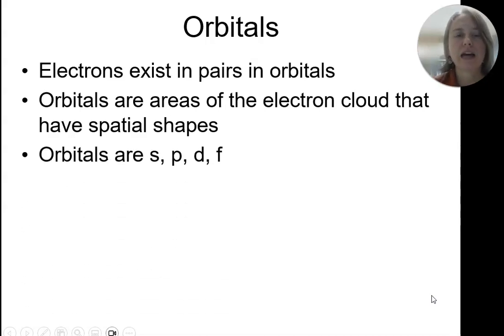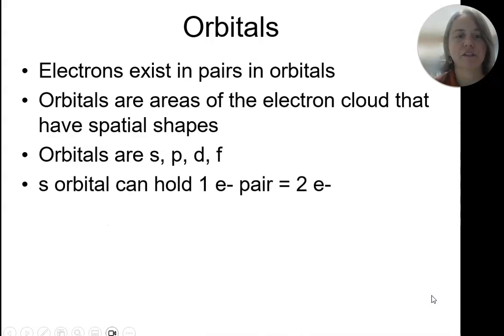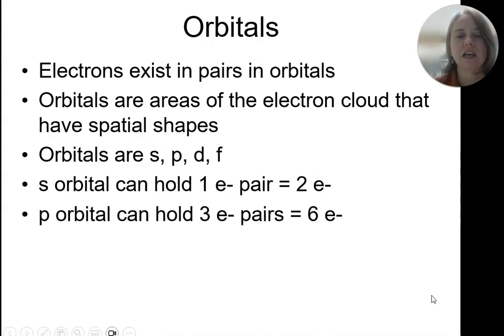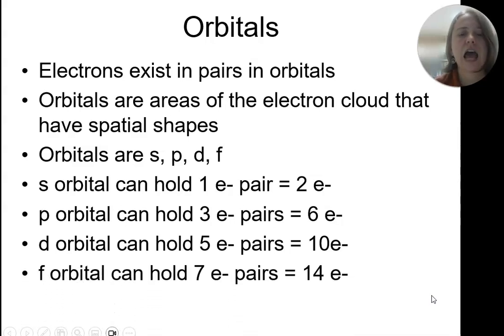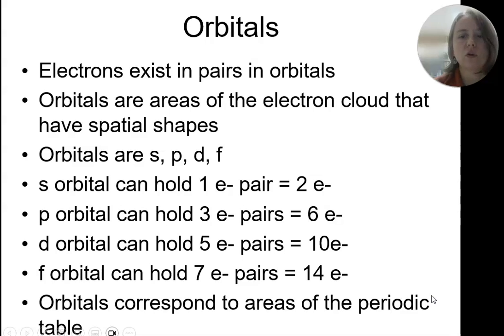So we call them S, P, D, and F. The S orbital is the lowest energy. It can hold 1 electron pair, so it can hold 2 electrons. P's can hold 3 electron pairs for a total of 6 electrons. D's, 5 electron pairs for a total of 10 electrons. And F's, 7 electron pairs for a total of 14 electrons. And these orbitals correspond to actual areas on the periodic table.